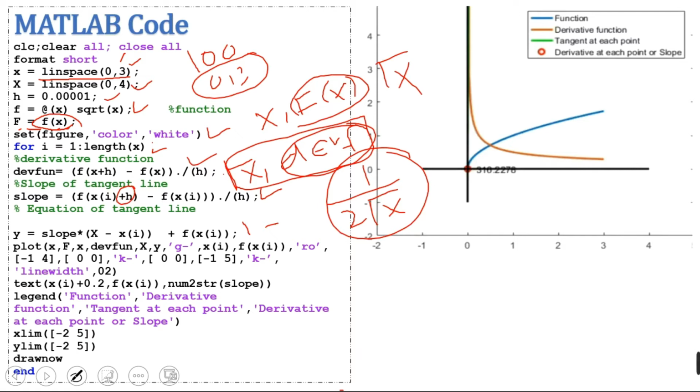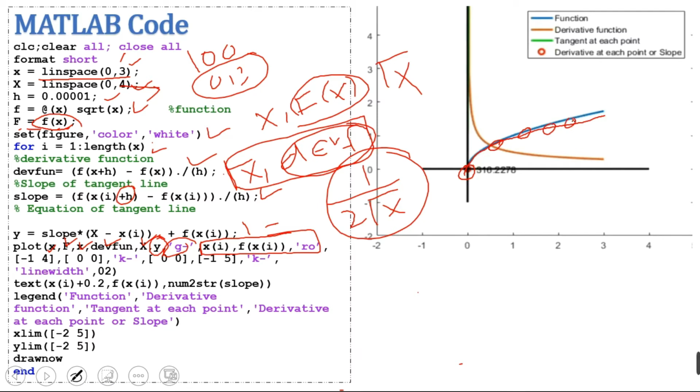Then we plot our given function, x versus given function, and x versus derivative function, and then the tangent line, x versus, this is the capital X for the length of the tangent line, and this will plot our tangent line at each point with green color, and this will plot a red circle on the graph of the function at each point.